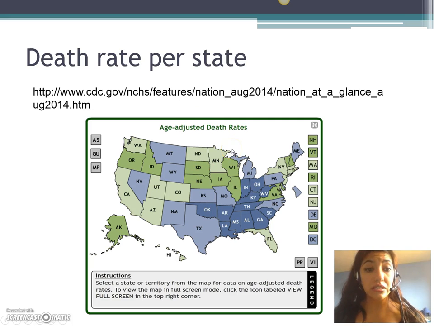So you can go to the cdc.gov website to get this, and I gave you the link, and you can click on it, and it'll give you the age-adjusted death rate per state. But as you can see, those in the darker blue have the highest death rate, and those with the lighter green have the lowest death rate. So if you want to live longer, you should probably live in the states that have the light green, and if you want to die sooner, go to the blue states.